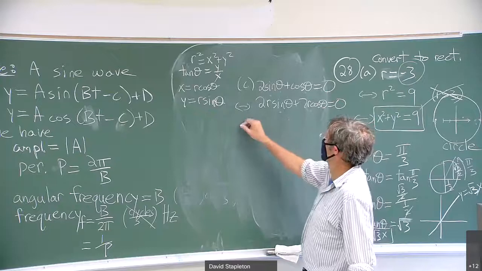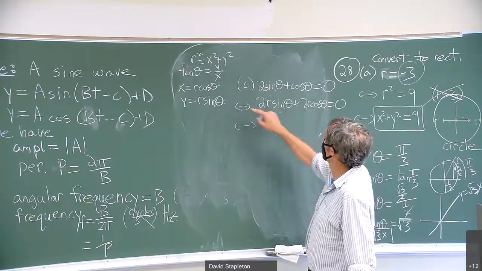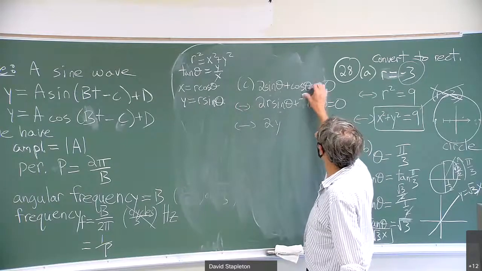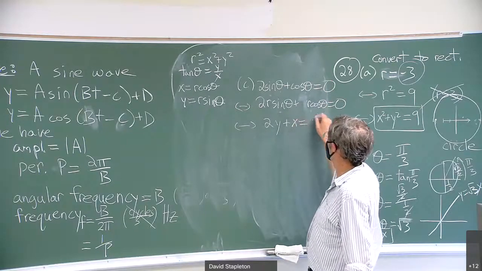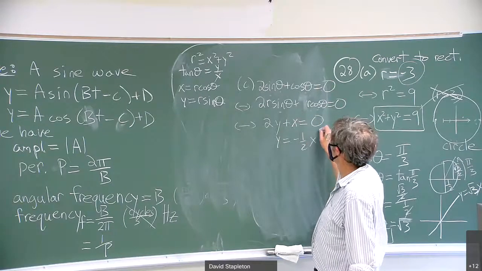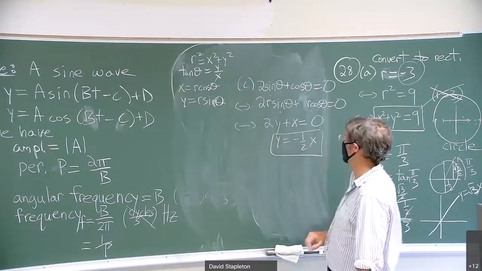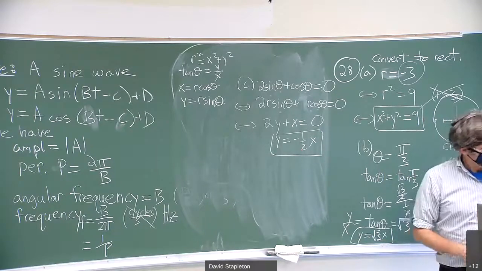This is an equivalent equation, but this one is 2y, right? Y is r sine theta plus, oops, this was not plus, r cosine theta. X equals 0. This is the line y equals minus a half x. About that, a line through the origin with slope minus a half. So there's one of them.